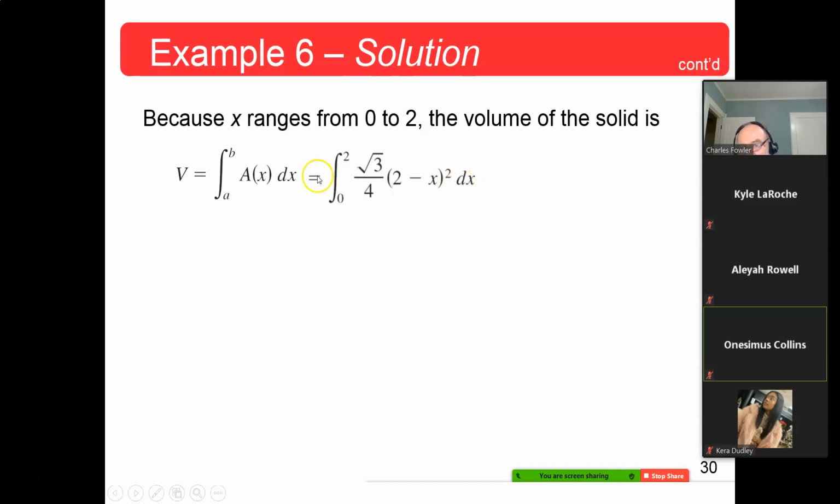We'll pull that square root of 3 over 4 out front and then square this. One way you could have done it was squaring this and then doing your integration that way. How they chose to do it was sort of a reverse chain rule type thing.